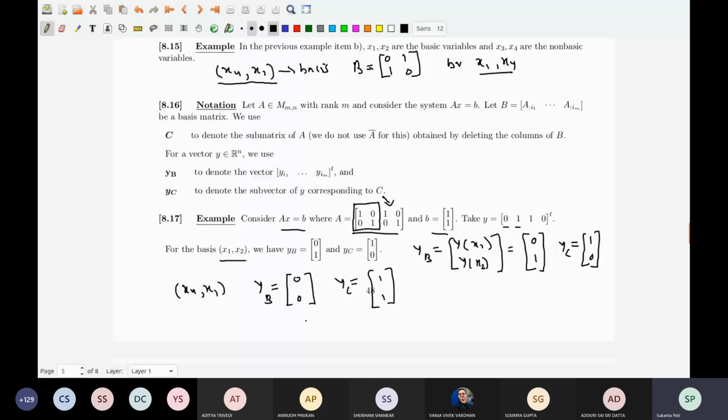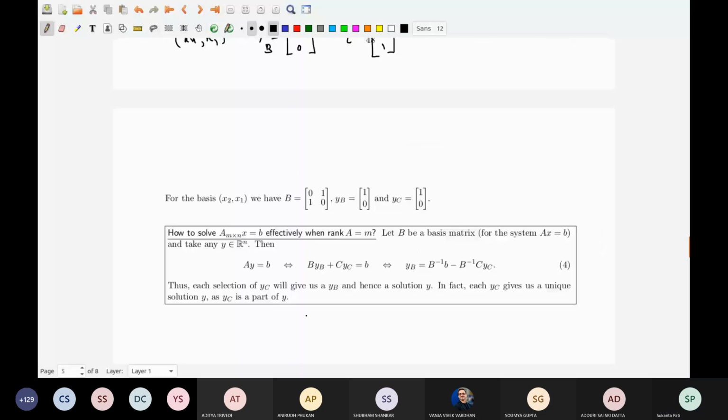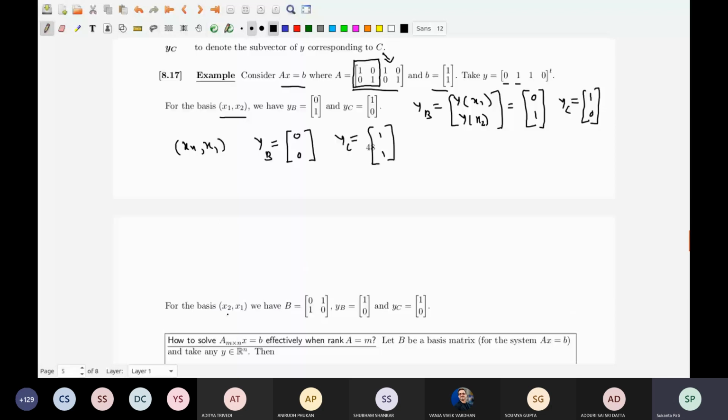Here, for example, I have written it for x2 x1. For x2 x1 you have column 2, 0 1, and column 1, 1 0. For yB, the first entry is y of x2, so that's the second, 1 0. For yC, after deleting 1 and 2, whatever is remaining, that is 1 0, in that order itself. You see those examples carefully.